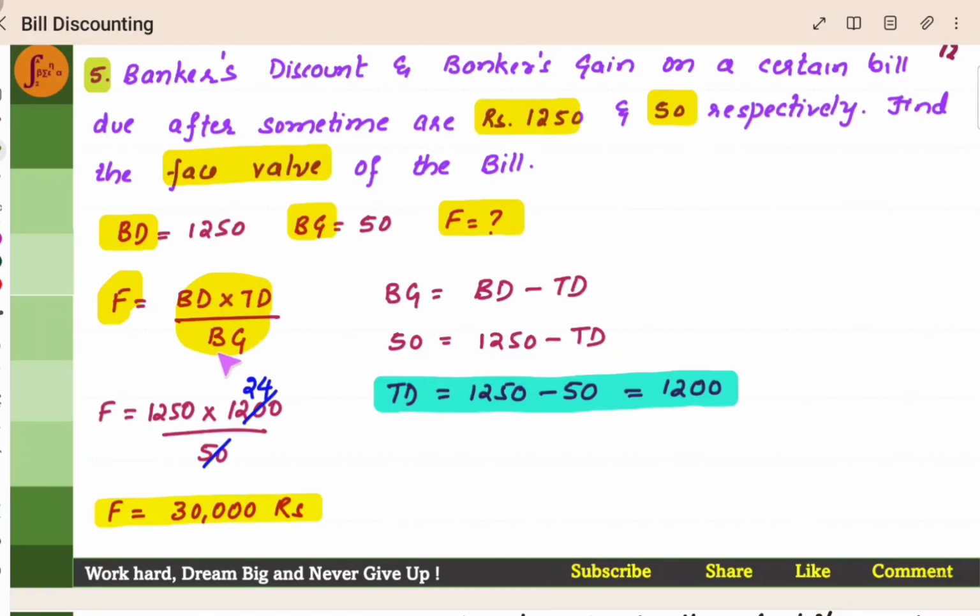We have banker's discount, we have banker's gain, but we don't know what true discount is. So we'll have to find true discount. Then we'll have to use another formula. What is the formula for banker's gain? Banker's gain is banker's discount minus true discount, right? So you know banker's gain, you know banker's discount, find the true discount. So you'll get true discount. Now take this true discount value and put in this particular formula here, right? So I'll get the face value.